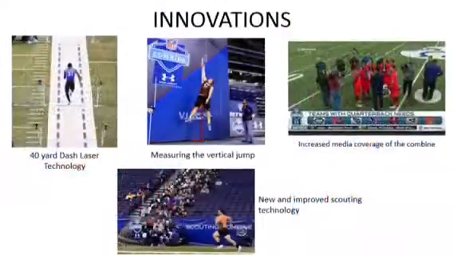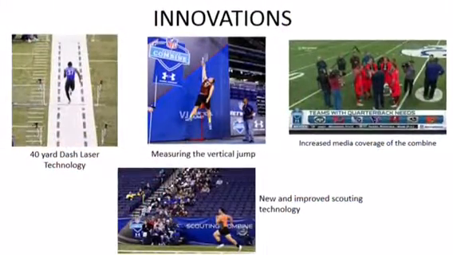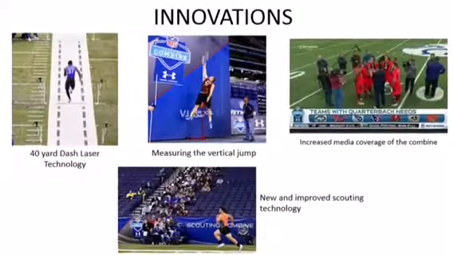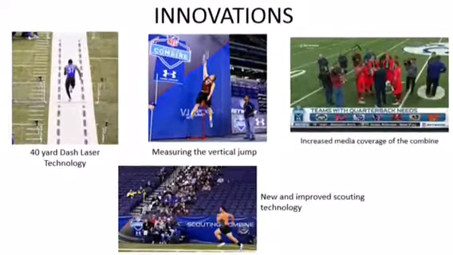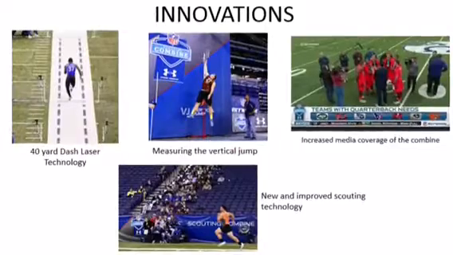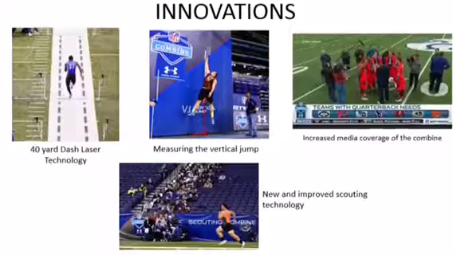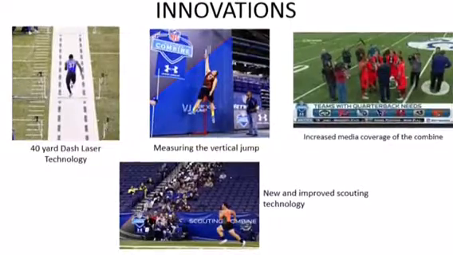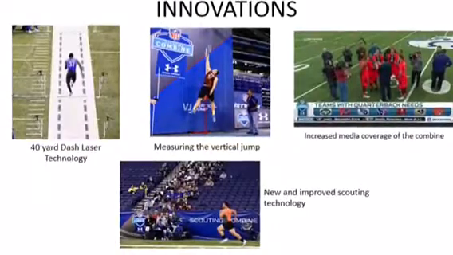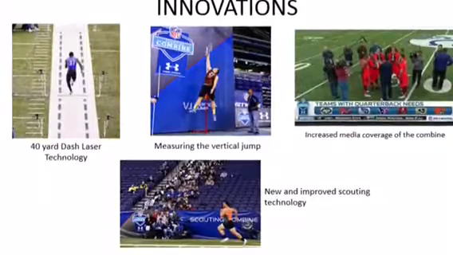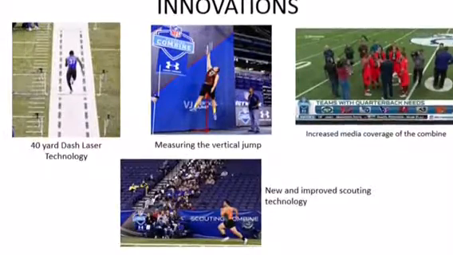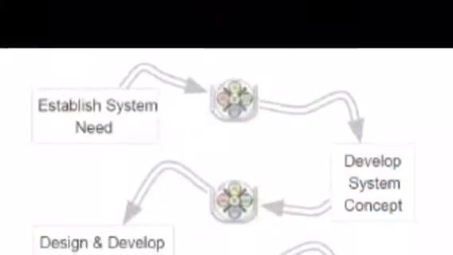Today, the top 350 NFL prospects annually gather in hopes of raising their draft status in the ultimate 4-day job interview. Innovations. As the system has evolved, new innovations have come along to make the combine better. There has been new technology to make the drills better, like 40-yard dash laser technology and new ways to measure the vertical jump. Outside of the events, there has also been increased media coverage of the combine and new and improved scouting technology that allows NFL scouts and coaches to get instant testing results from each player. Innovations like 40-yard dash laser technology have come about to more accurately measure player performance.